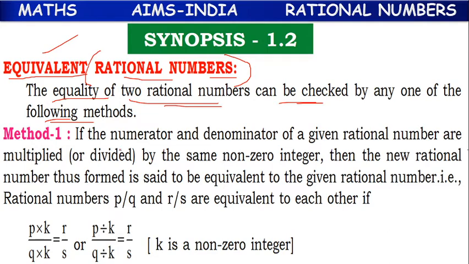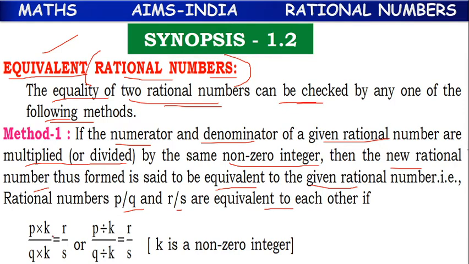So first method, if the numerator and denominator of a given rational number are multiplied or divided by the same non-zero integer, then the new rational number thus formed is said to be equivalent to the given rational number, if they are equivalent to each other.